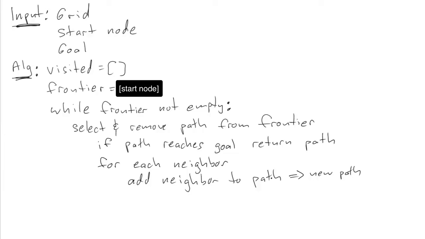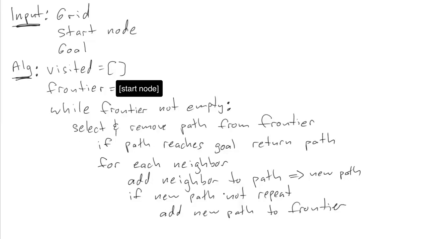So there's different ways we can write this. We'll just say if new path not a repeat. And what that means is the new path isn't on the visited list, it's not on the frontier, and the neighbor wasn't on the path in the first place. So when you coded this, you would actually probably do the if statement before you did the adding. Or you might anyway. So if the new path is not a repeat, then add new path to the frontier. And that's the core of our algorithm.